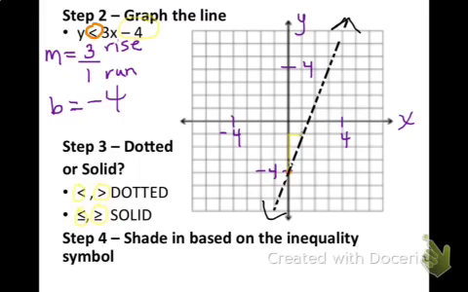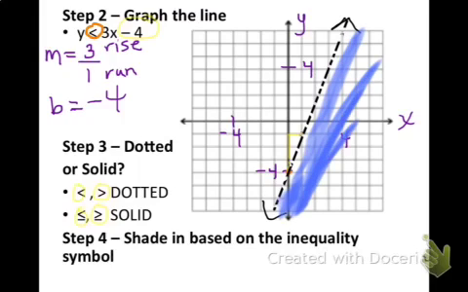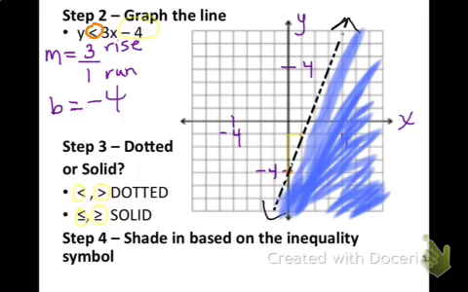All right, and the last step is pretty easy. All I have to do is shade in based on the inequality symbol. So since y is less than, that means I need to shade under. Y is less than, so I have to shade under. So under will be here. It's not so much left and right. It's about being under. So that's how I would shade that one in. And now I'm done.